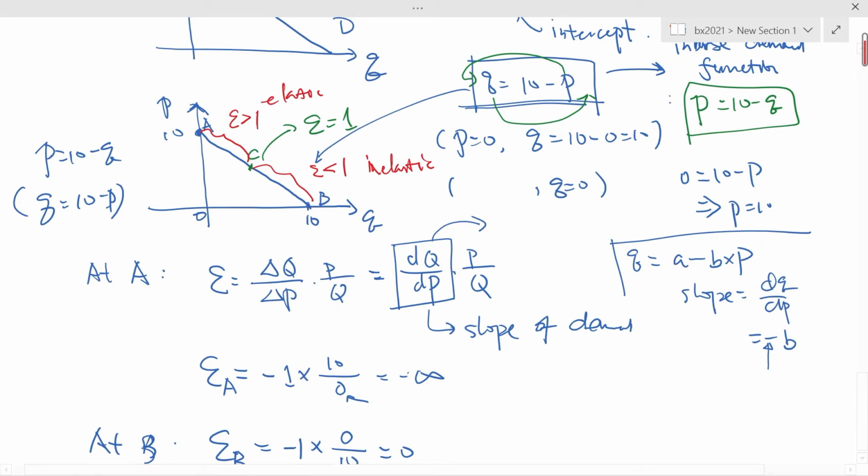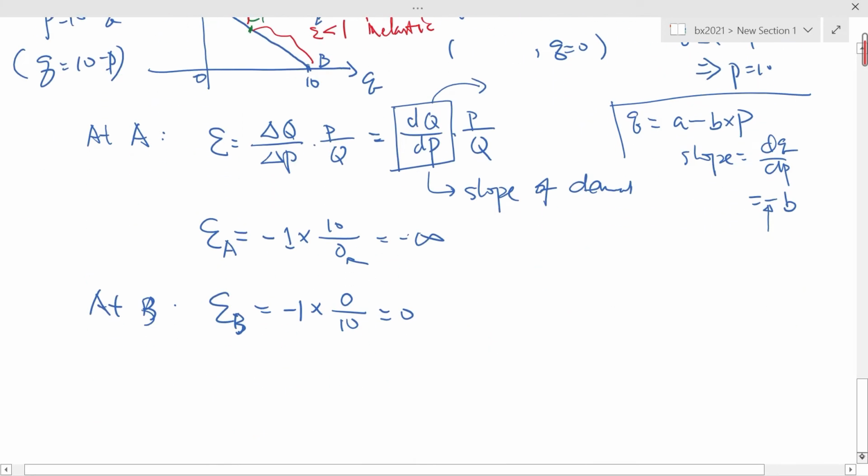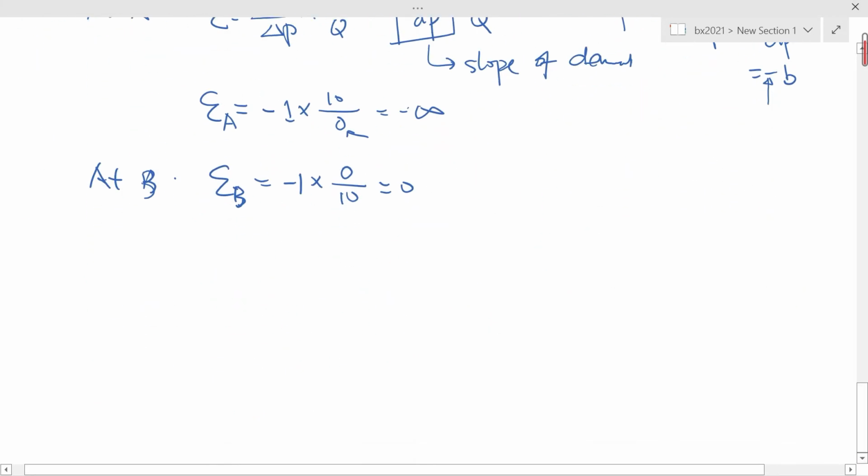But I haven't answered whether I should cut my price or increase my price. Cut the price of my coffee or increase the price of my coffee. Suppose this is demand for coffees and I'm running a coffee shop. I'm faced with this demand function. So now let's answer this question.